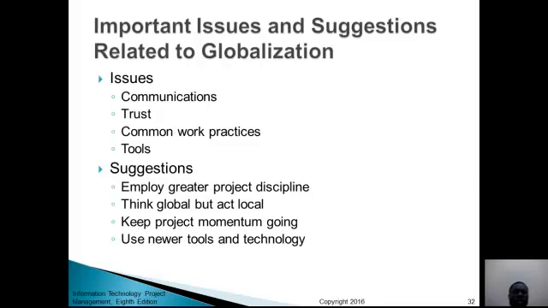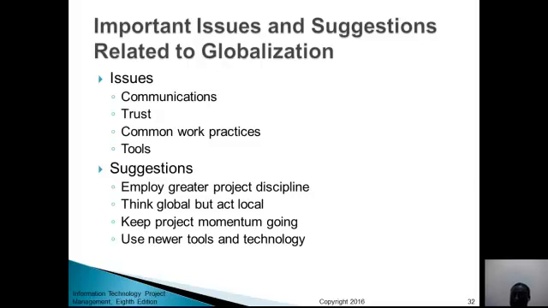So important issues and suggestions related to globalization. First of all, the issues of communication, trust, common work practices and tools. Okay, these are issues. You must be able to speak the same language. The people working together, you must be able to understand and come together to agree on what exactly you want to do, no matter where you are. And then trust. You must be able to build trust, okay, in order to be able to work. Then common work practices. You follow the same standardization.